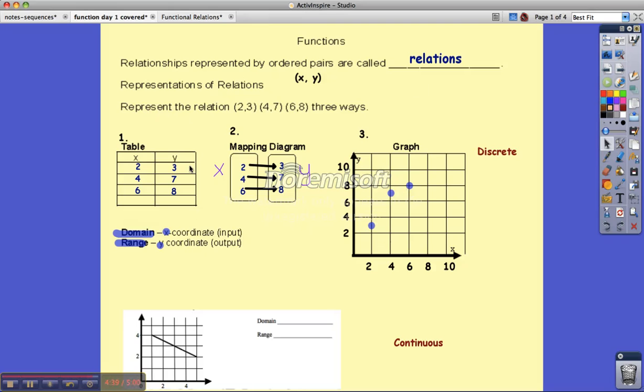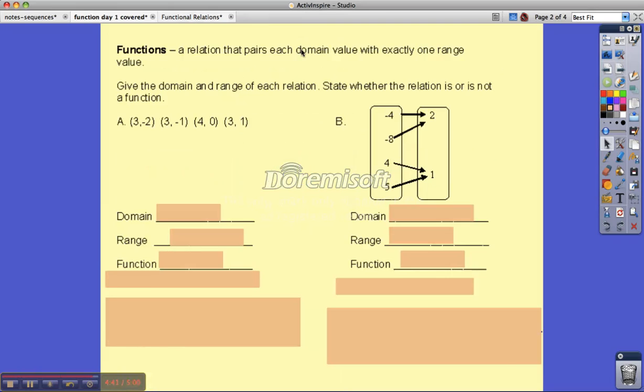So go ahead and flip your page over, and we are going to continue on the next video talking about functions. And functions are a relation that pairs each x with exactly one range value. So each domain has exactly one range.